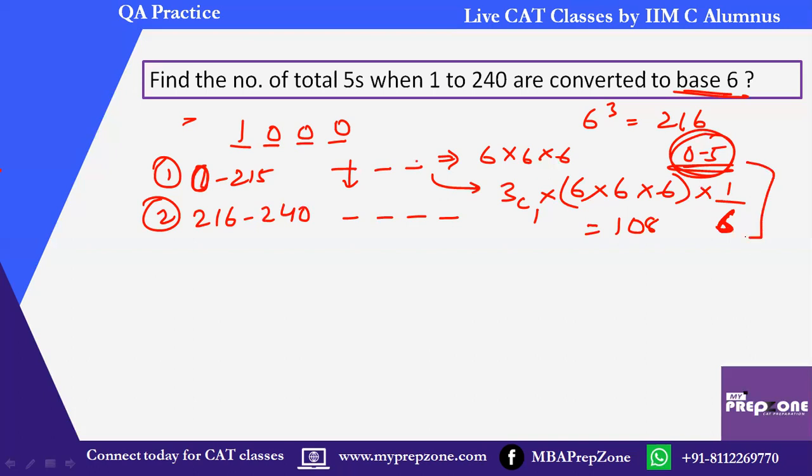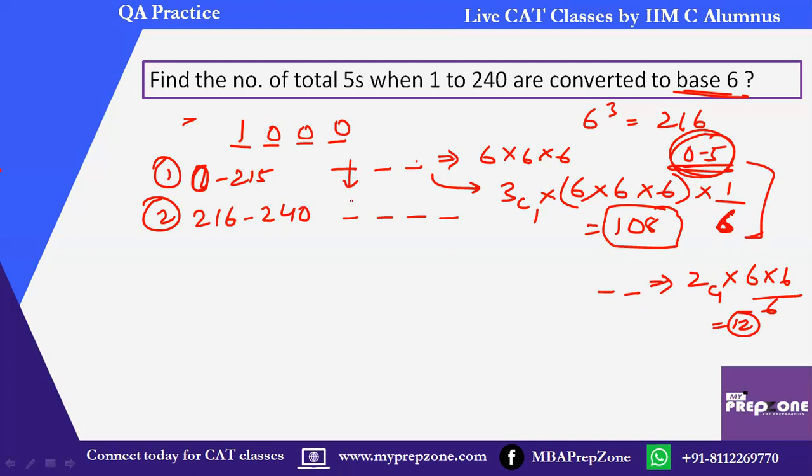If you are not clear with this, I would strongly recommend you इसको दो डिजिट में करके देखो. दो डिजिट में आंसर क्या था? 2C1 into 6 into 6 into 1 by 6. So answer has to be 12. आप विजुअलाइज कर सकते हो, 0 to 5 टोटल 12 नंबर्स हो सकते हैं, right? So 108 times I have used 5 from 0 to 215, right?